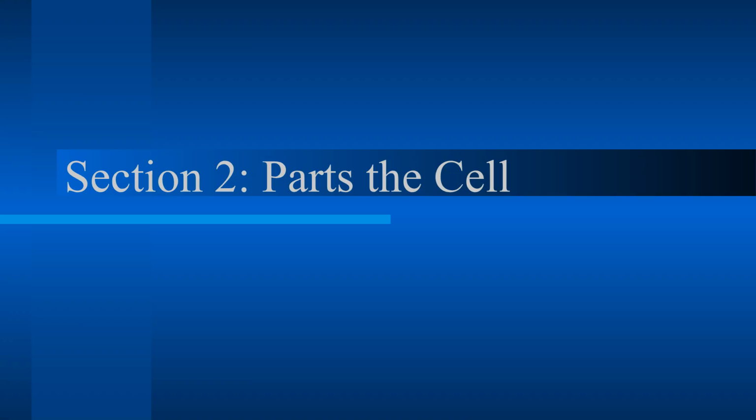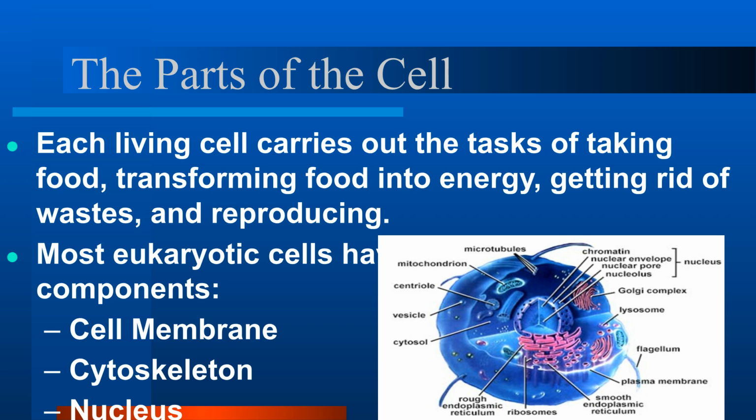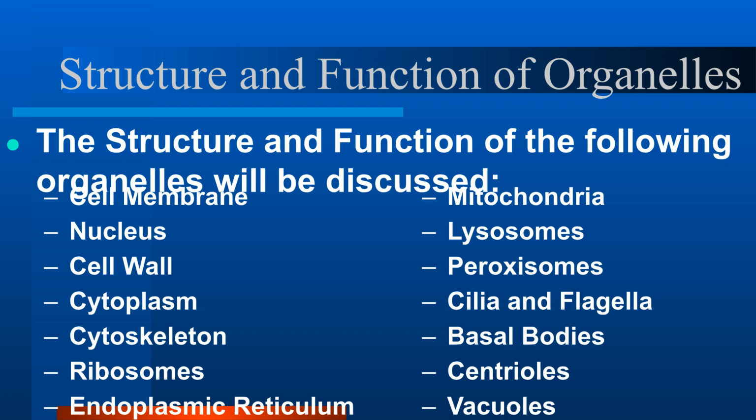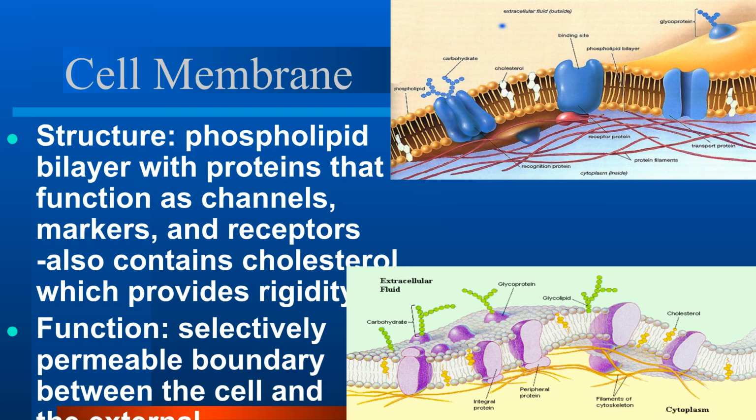Moving on to Section 2, Parts of the Cell. Every cell carries out essential tasks like taking in food, generating energy, eliminating waste, and reproduction. Most eukaryotic cells have a cell membrane, cytoplasm, and nucleus. We will now discuss the structure and function of various organelles, including the cell membrane, nucleus, cell wall, and others listed here. The cell membrane is a selectively permeable phospholipid bilayer with proteins and cholesterol. Its function is to be the boundary between the cell and the external environment.